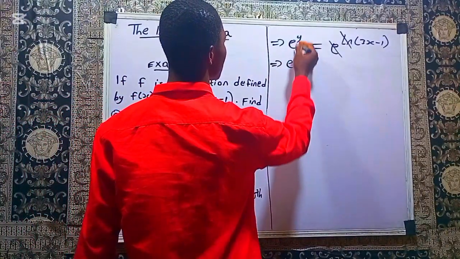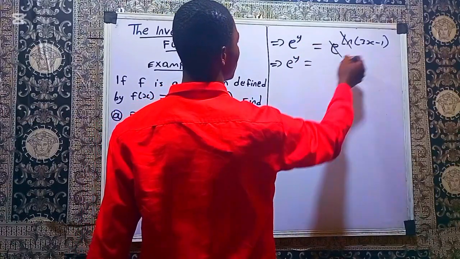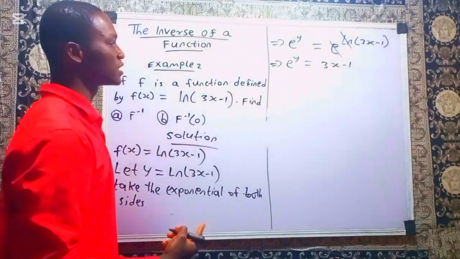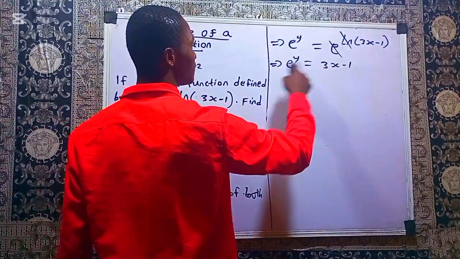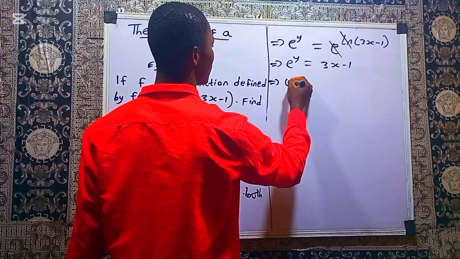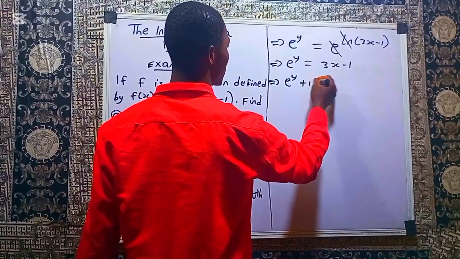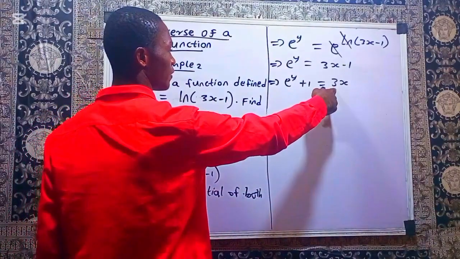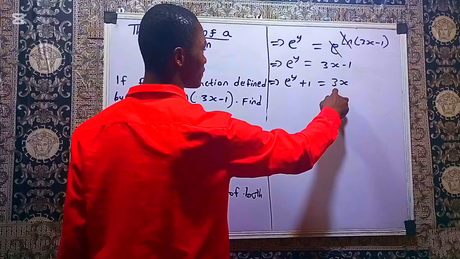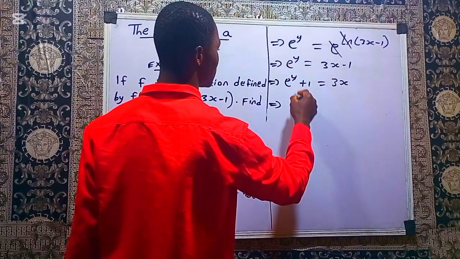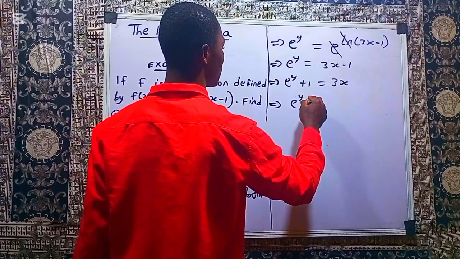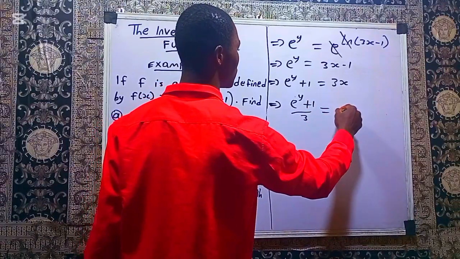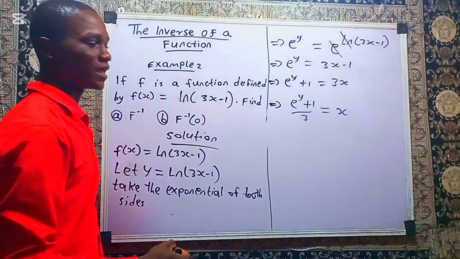You now have that exponential y is equal to the quantity inside the bracket, 3x minus 1. Now we can make x the subject. You move negative 1 to this side, and it changes to positive. You will now have exponential y plus 1 is equal to 3x. We divide both sides by the coefficient of x, which is 3. So exponential y plus 1 divided by 3 equals x. With this, you have made x the subject.